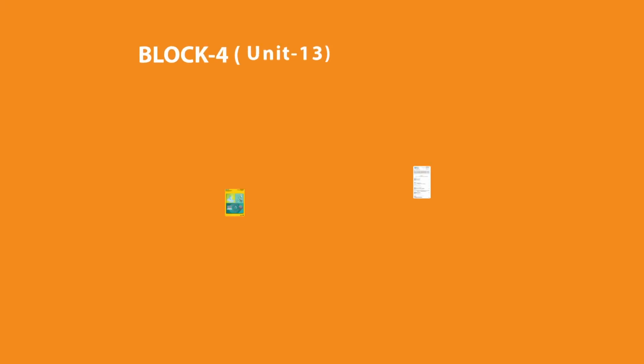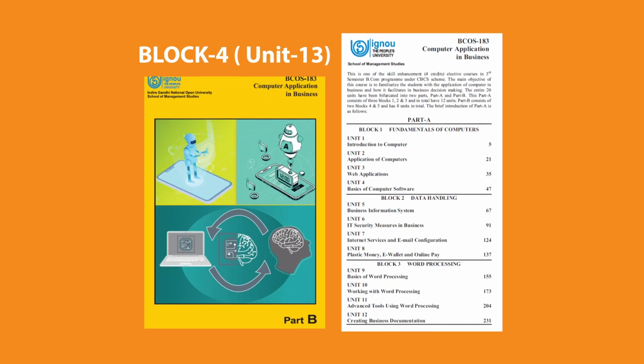This is a 4 credit skill enhancement course, having 20 units, which we usually call chapters, and these 20 units are going to be bifurcated into Part A and Part B. Part A has 12 units, and the first and third blocks emphasize more on word processing. It starts with the basics of word processing, then working with word processing, then advanced tools used in word processing, and then creating business documentation.